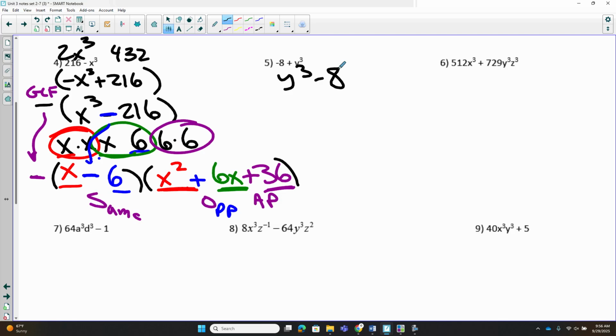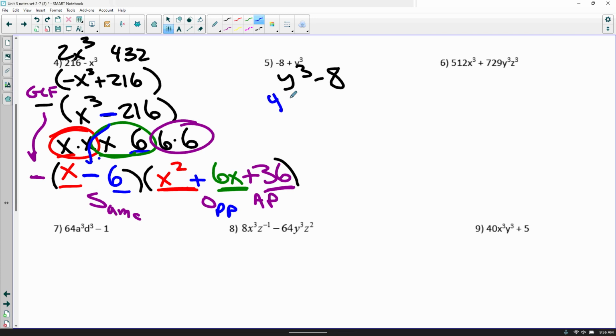All right, so let's take a look. All right, so this is going to break down to y and 2, 2, 2. Small parentheses, large parentheses. If you want to do the SOAP right now, you can. Minus, plus, plus. And then put a y here and a 2 here. Y squared, 2y, 4.